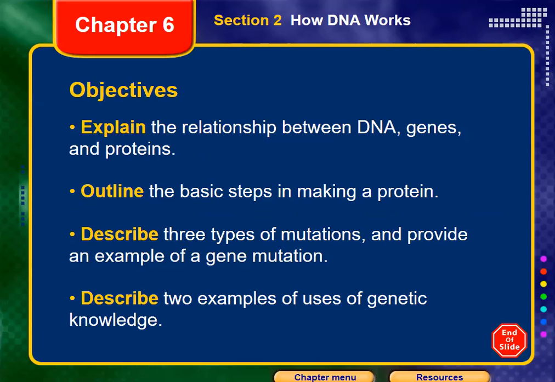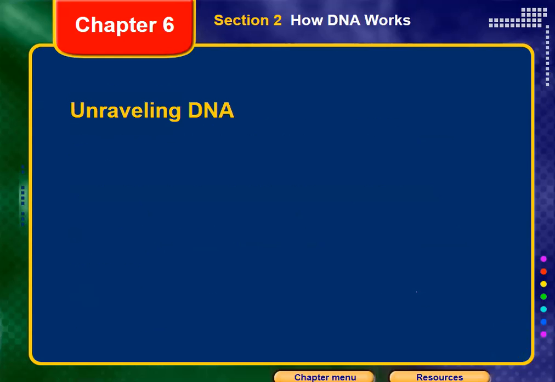So by the end of this lesson, we should be able to explain the relation between the DNA, genes, and proteins. And we should know the basic steps in making a protein. Finally, describe 3 types of mutation and provide an example of each gene mutation. And finally, describe 2 examples of uses of genetic knowledge.